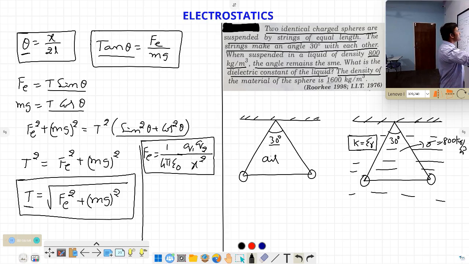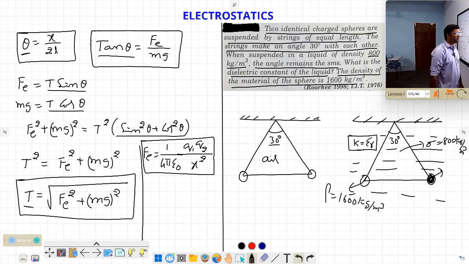Next, the density of the material of the sphere is given as 1600 kg per meter cube. These are solid spheres, so they have a density. The density is rho, and rho is equal to 1600 kg per meter cube. So the density of the solid is given, and the density of the liquid is given. They are asking to find the dielectric constant K.